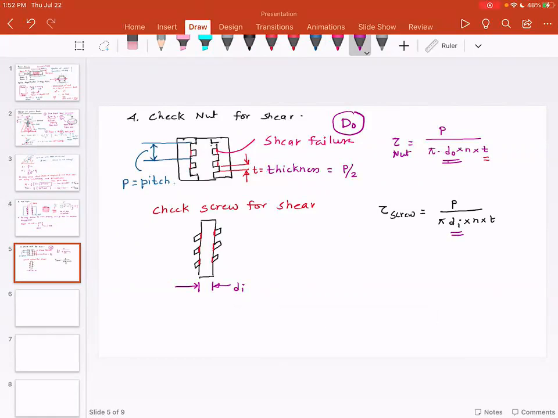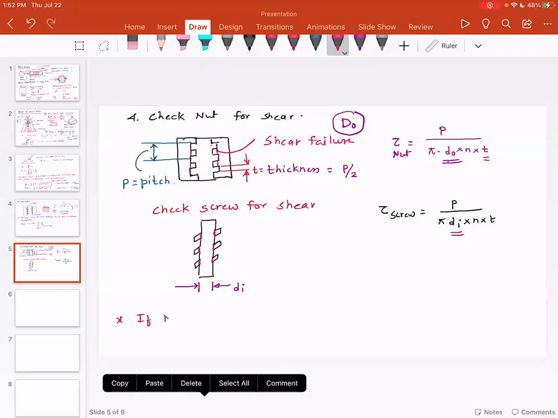Now, if the nut and the screw are made up of the same material, you can just check the screw for the shear and get done with it. Because then you would say that since the screw is safe, the nut is going to be safe. But if they are made up of different materials, then you will have to check the screw separately, and then you will have to check the nut separately.